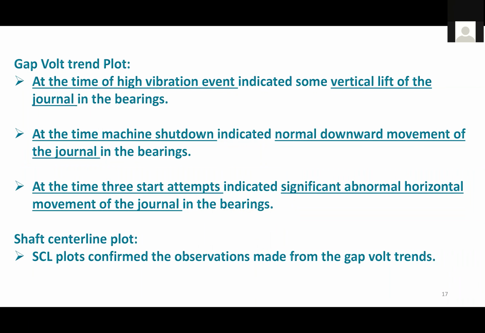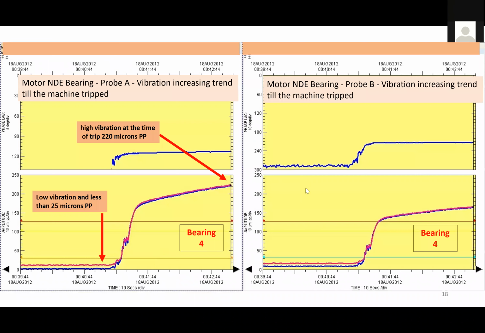Now let us see here. This is the vibration trend of the 2 probes of the non-driven bearing, probe A and probe B. You can see how the vibrations were very low, and then the vibration started.